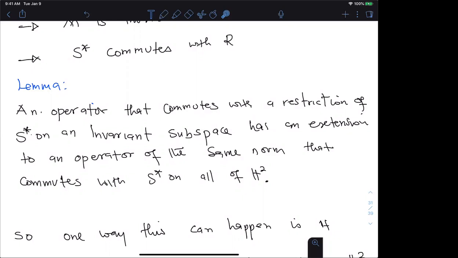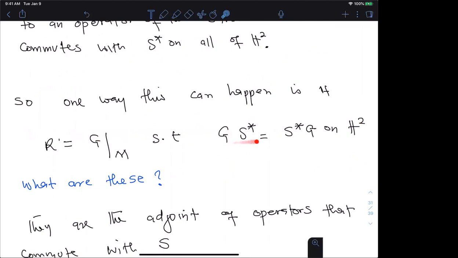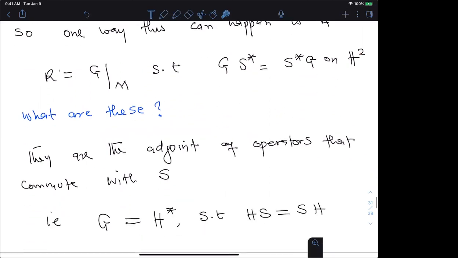is just the restriction of an operator that acts on the whole space H2 and commutes with S star. So R here is just the restriction of G onto M, such that G acts on the whole of H2 and commutes with the adjoint of the unilateral shift operator. But what kind of operators act like that? That means G would have to be the adjoint of another operator that commutes with S. If G commutes with the adjoint of S on the whole of H2, then G is the adjoint of an operator that commutes with S.